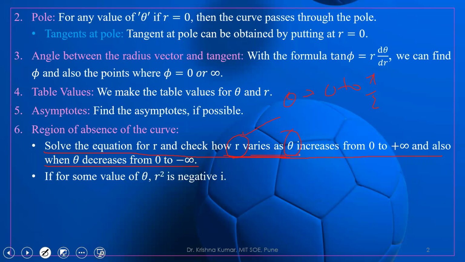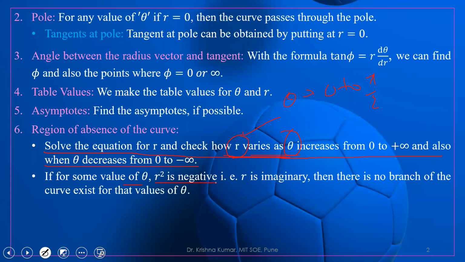Second thing, if for some value of θ, r² is negative, what does it mean? r is imaginary. Then there is no branch of the curve for that value of θ. This is a very important point. If r² is negative, the value of r will be imaginary, so no part of the curve lies for that value of θ.